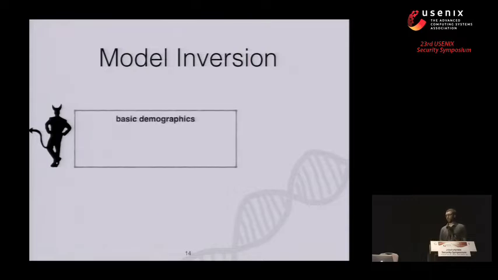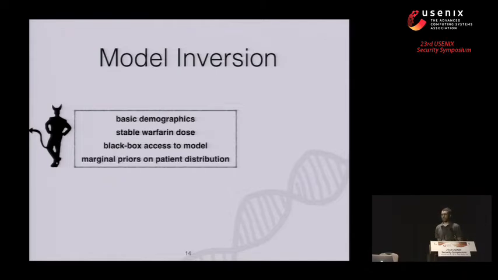So in model inversion, we're looking at a situation where an adversary has some specific information about one particular individual. So we assume they have their basic demographics, their stable dosage of warfarin, and we also give the adversary black box access to the pharmacogenetic model in question here, so they can pose input-output sorts of queries to it. We also assume that the adversary has marginal priors on the distribution from which this patient was drawn and over which the model was trained.